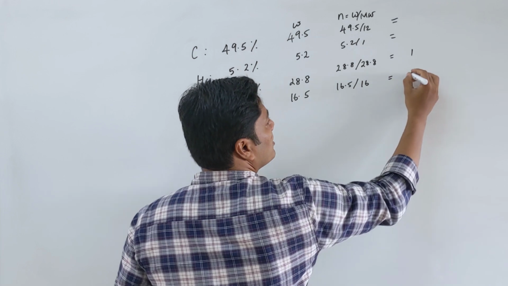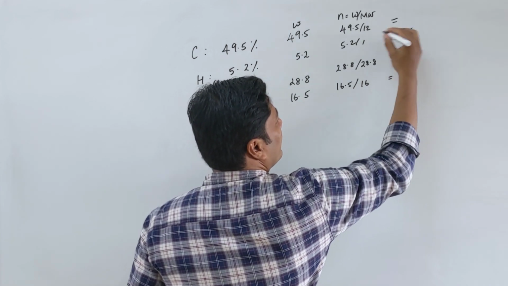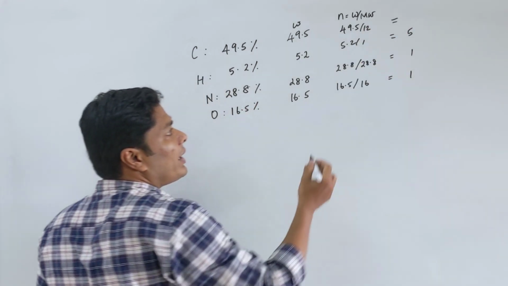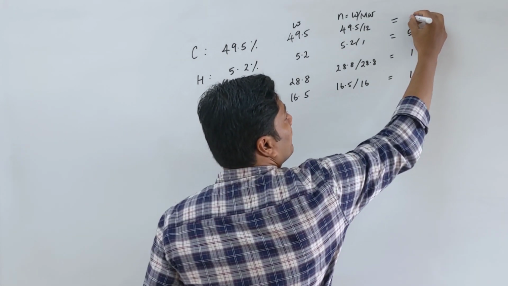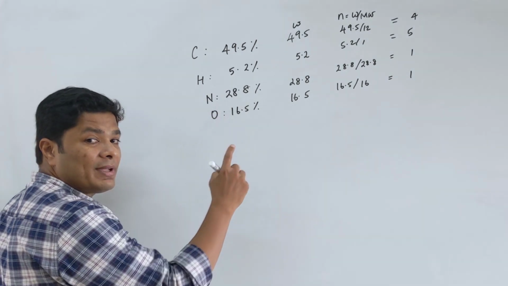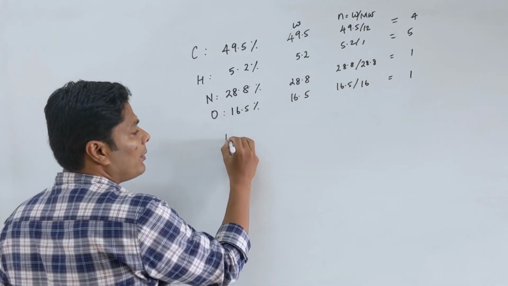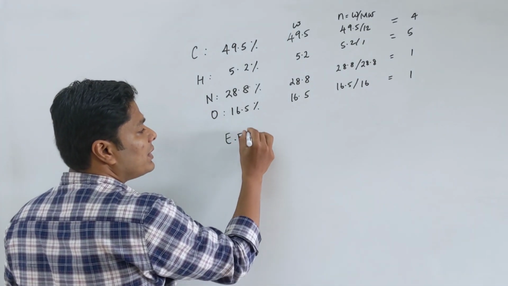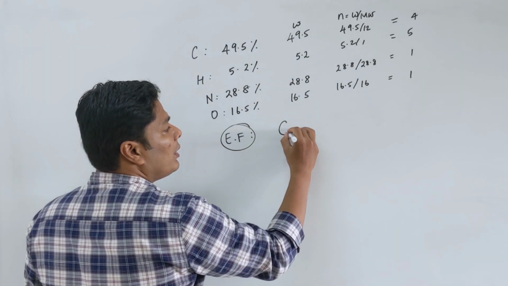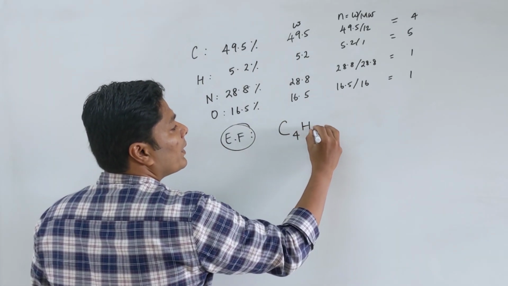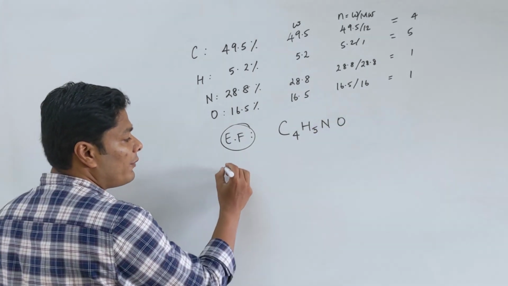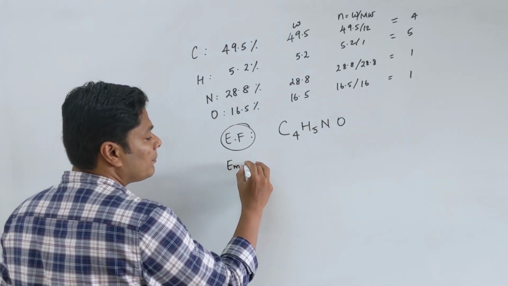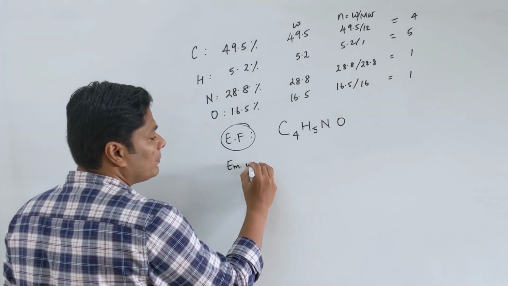Now what are the approximate numbers? This is approximately 1, this is roughly 5, I will round it. For 49.5 you can take 48, and 48 by 12 is 4. So through this method, what did we calculate? The empirical formula. The empirical formula of this given compound is going to be C4H5NO. Now using the empirical formula, we can calculate the empirical mass.